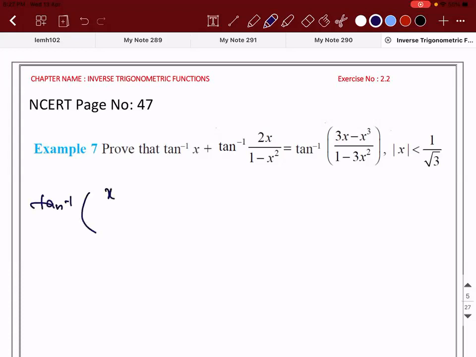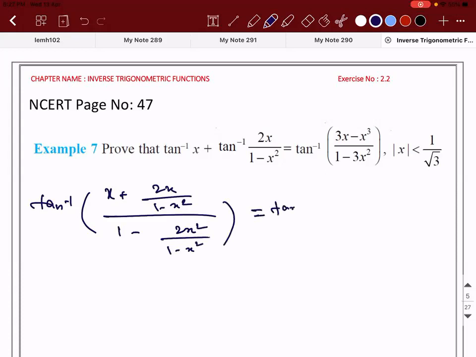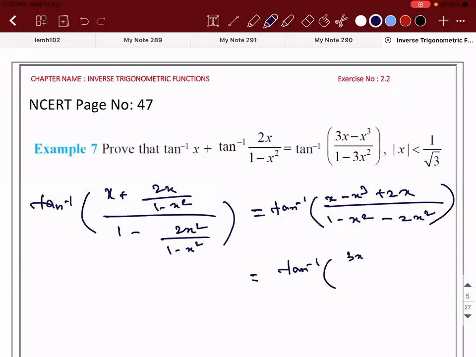Now the tan inverse of x plus y by 1 minus 2x square by 1 minus x square. This will be tan inverse of how much? x minus x cube plus 2x divided by 1 minus x square minus 2x square. The denominators get cancelled, 1 minus x square, 1 minus x square. So what are you left with? Tan inverse of 3x minus x cube by 1 minus 3x square. Correct? Clear?